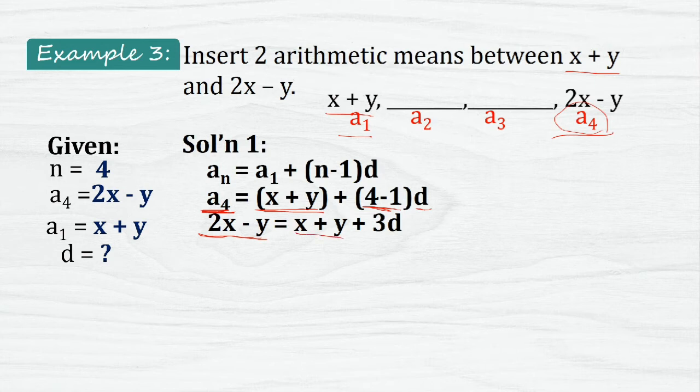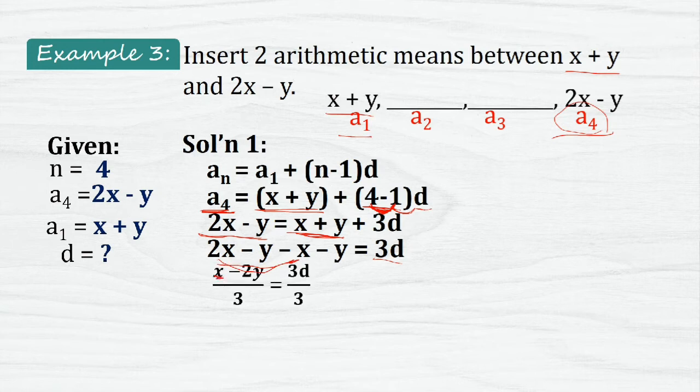and then 4 minus 1 is 3. 3 times d is 3d. Then we transpose this to the other side, from positive x to negative x, minus y equals 3d. And then combine like terms. So, 2x minus x is x. Then, negative y minus y is negative 2y.